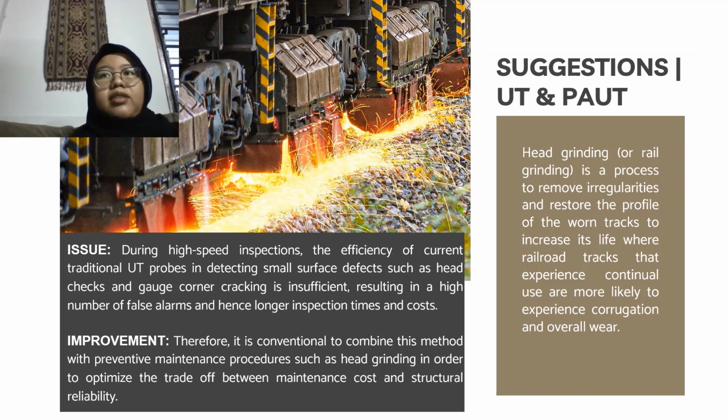What is head grinding? Head grinding, or rail grinding, is a process to remove irregularities and restore the profile of the worn tracks to increase their life, where railroad tracks that experience continual use are more likely to experience corrugation and overall wear.